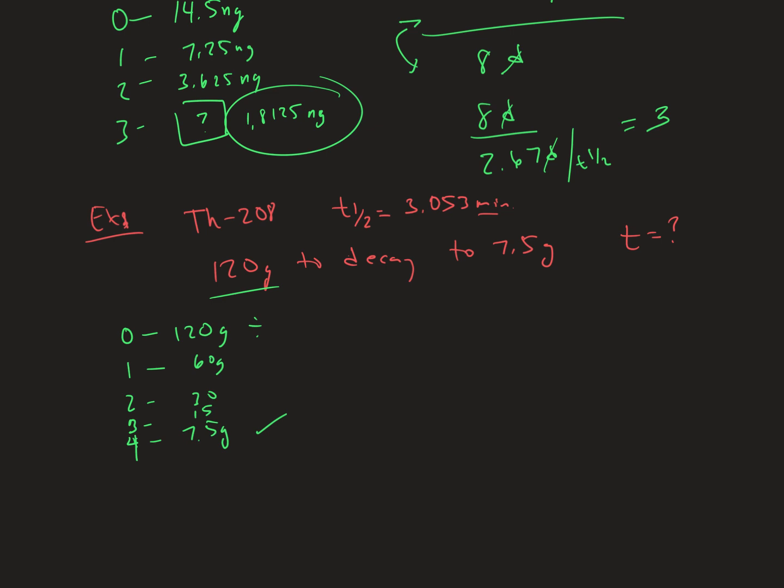Does that make sense? So it takes 4 half-lives. Well, if one half-life is 3.053 minutes, how many is 4 half-lives? Right? Well, what's that going to give us? Can you do these? Not too bad, right?